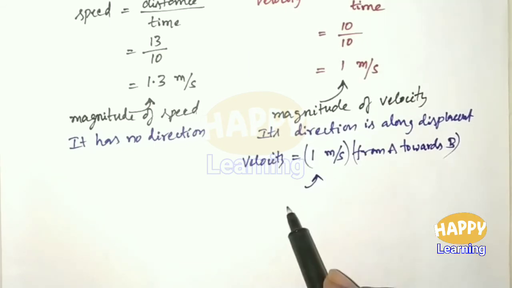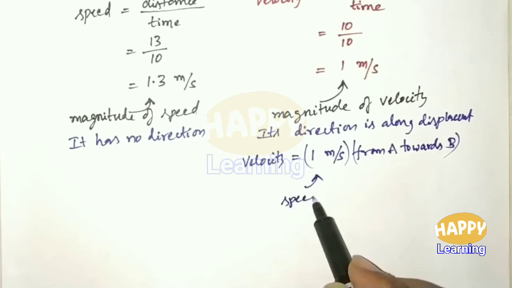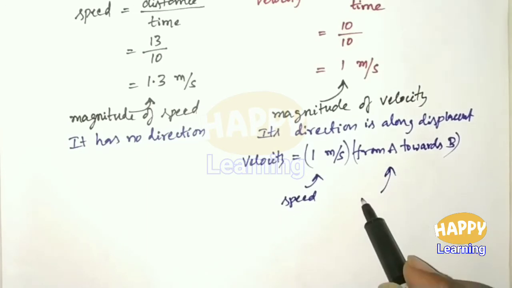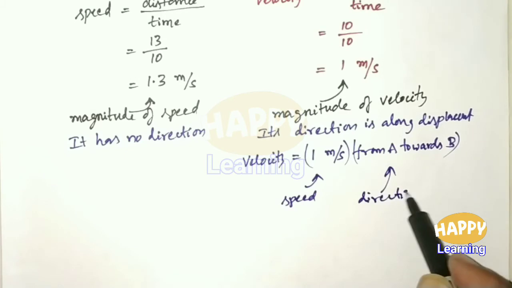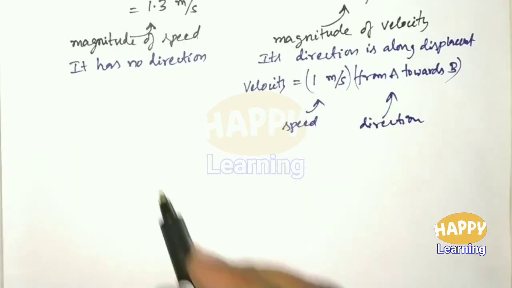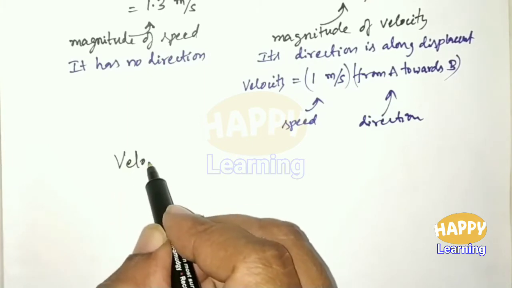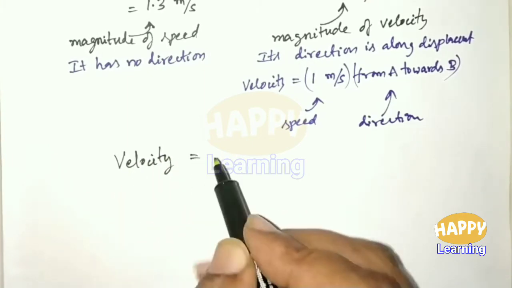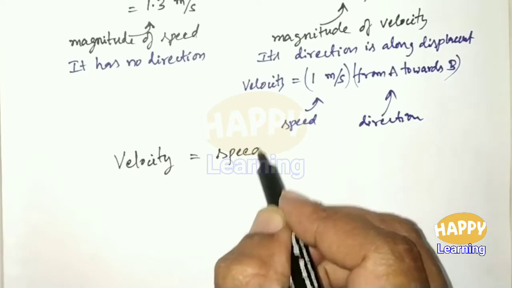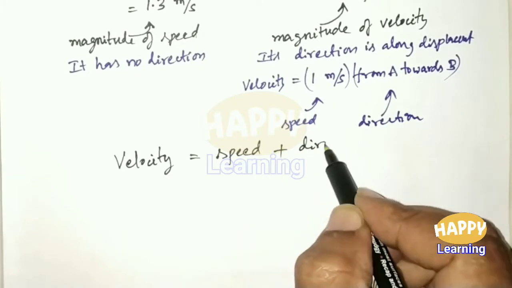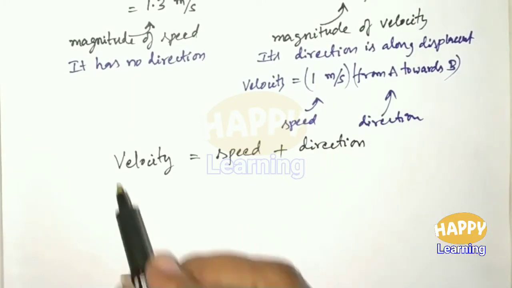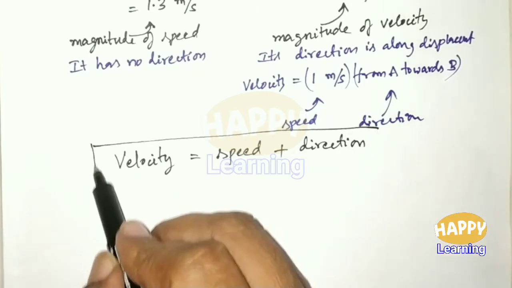This 1 meter per second is the speed, and from A towards B is the direction. We can write velocity is equal to speed plus direction. Highlight this.